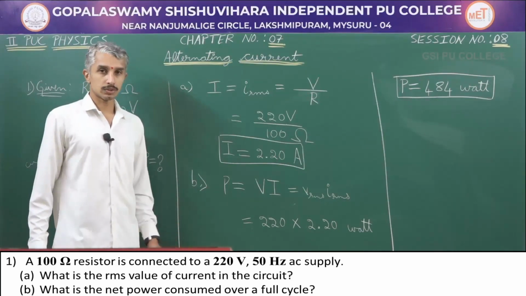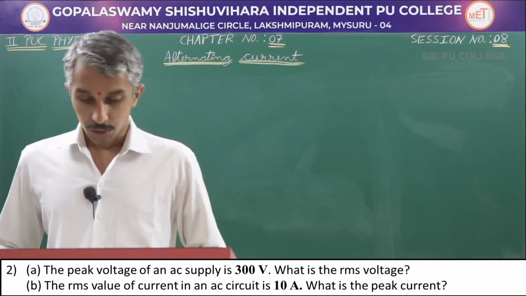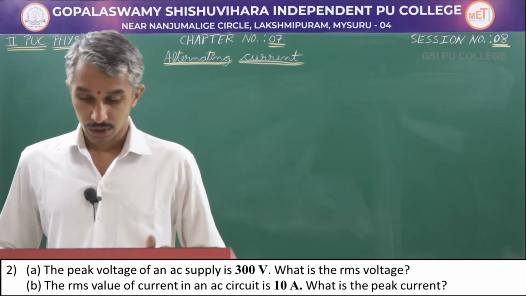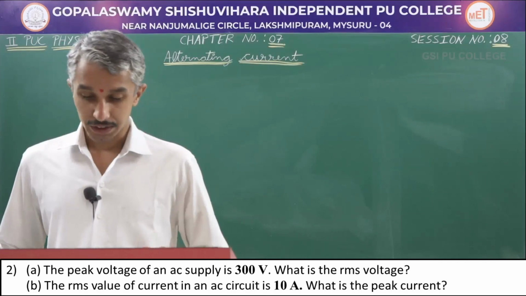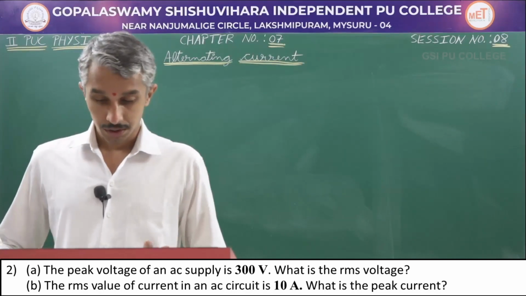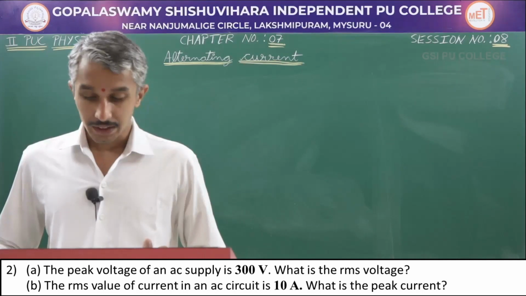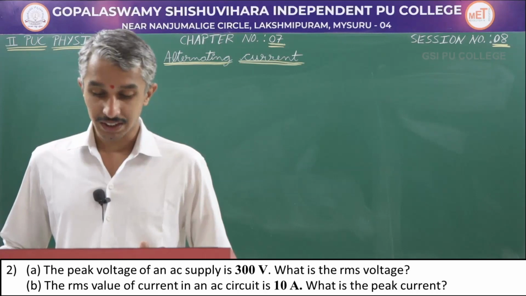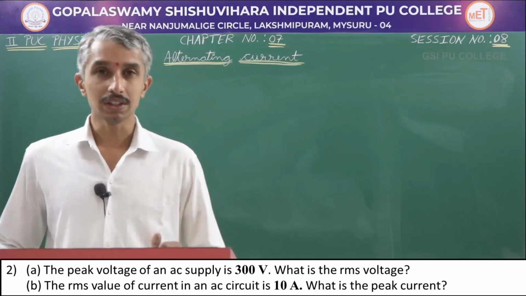Let us solve the next one. This is the second numerical. The peak value of an AC supply is 300 volt. What is the RMS voltage? The second sub question: the RMS value of current in an AC circuit is 10 ampere. What is the peak current? It's a very simple numerical.